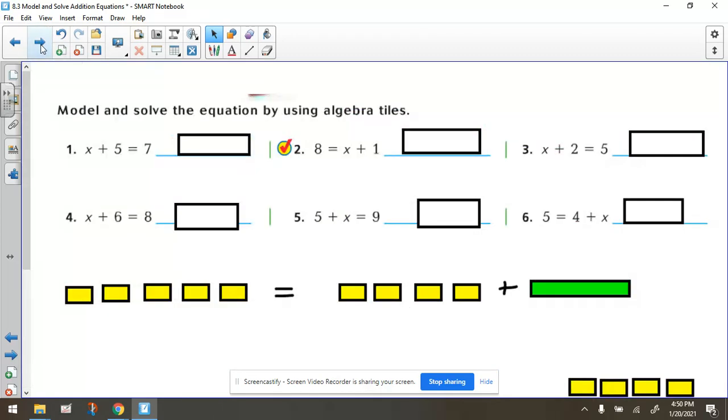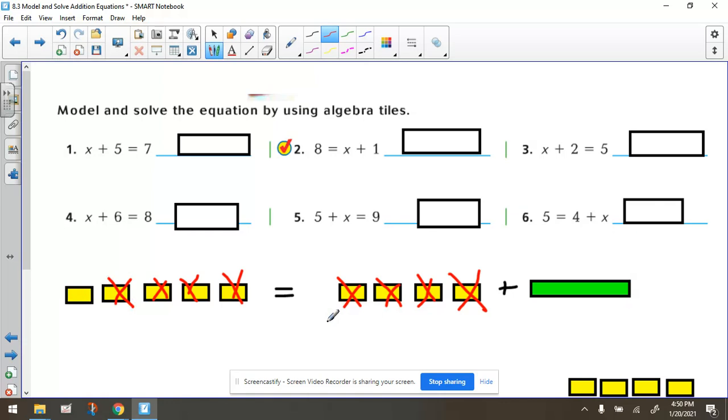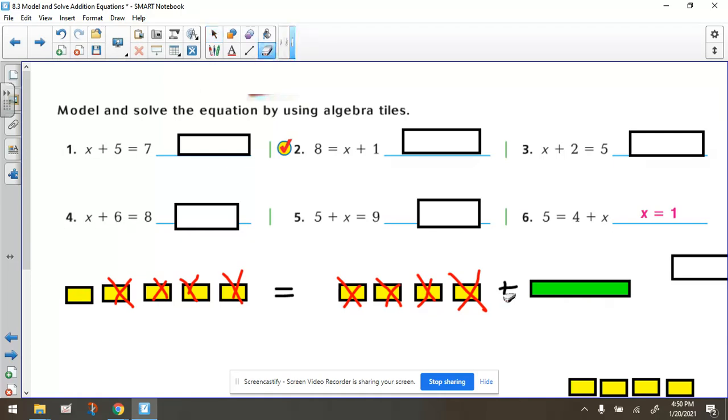All right, let's look at some other simple examples, and then we'll move on to some that are a little more complex. So this is actually showing number 6 here. 5 equals 4 plus x. So same thing, we get rid of these, and get rid of these, one pair after another. So we're just keeping the balance equal. And if we look at what's left, you can see that we have x equals 1, and that's the solution to the equation.